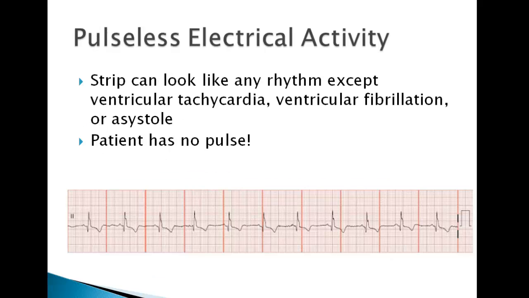And finally is pulseless electrical activity. This one, the important thing is assess your patient. The strip can look like any rhythm, except for the last three, the ventricular tachycardia, ventricular fibrillation, or the asystole. The important thing is no matter what the strip looks like, when you assess the patient has no palpable pulse.